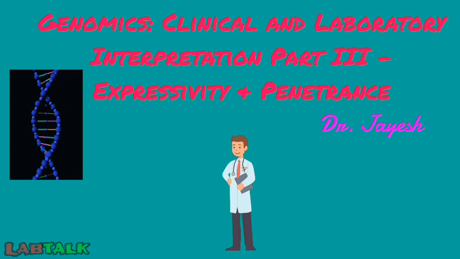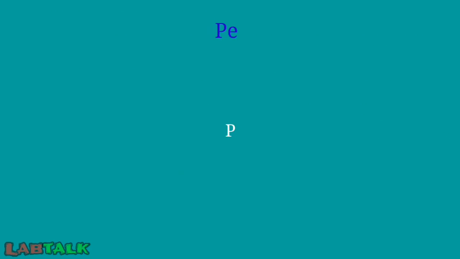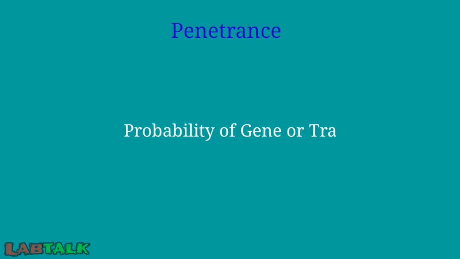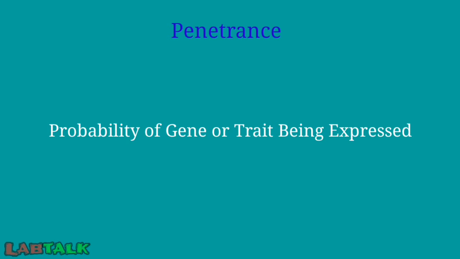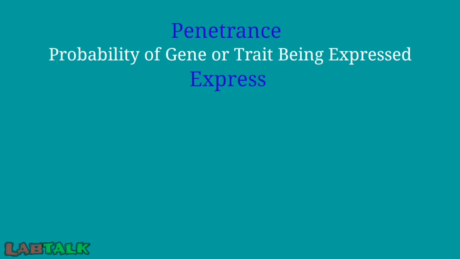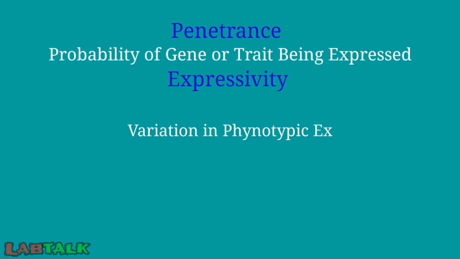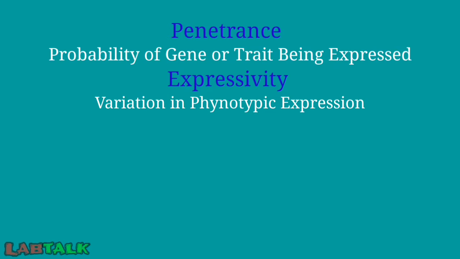So what is penetrance? Penetrance refers to the probability of a gene or trait being expressed, and expressivity, on the other hand, refers to variation in phenotypic expression when an allele is penetrant. In some cases of penetrance, despite the presence of a dominant allele, a phenotype may not be present. Here we have taken one example of polydactyly in humans.